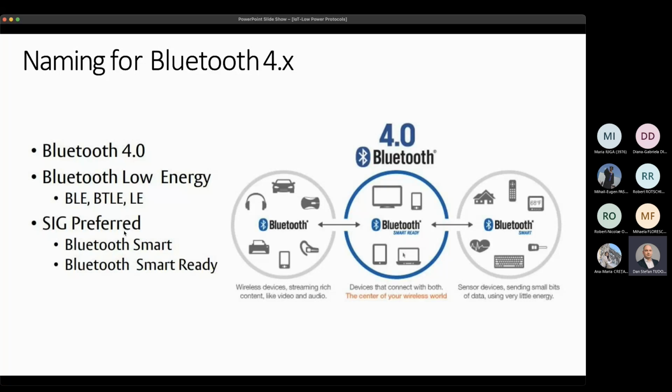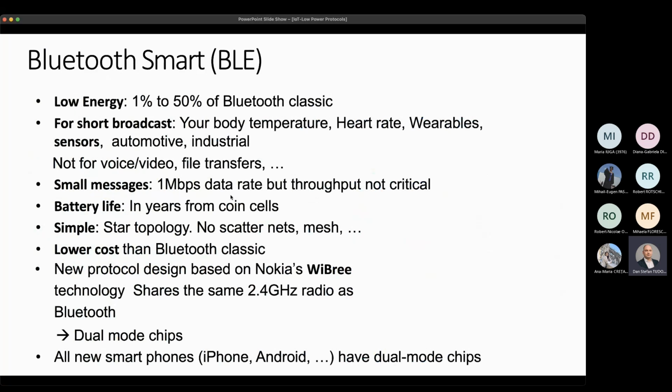This is the SIG preferred name, but most people and most companies use Bluetooth Low Energy as the name. So you're probably going to find both notions in documentation, but most likely you're going to find BLE or Bluetooth Low Energy with your devices. So it's, let's say, 1% to 50% of the power consumption of Bluetooth Classic. Like I said, it's enabled for short broadcasts.